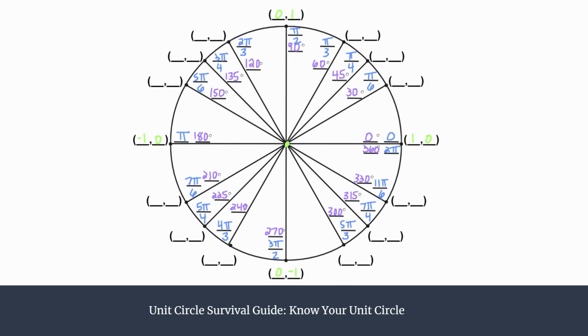So to label the remaining ordered pairs, we need to rely on our knowledge of our special right triangles, our 30, 60, 90, 45, 45, 90, and I like to call it the 60, 30, 90 triangles. So if you are not familiar with those, I'll post some links to the videos that review that in detail. But for now, we'll assume that you know those special right triangles.